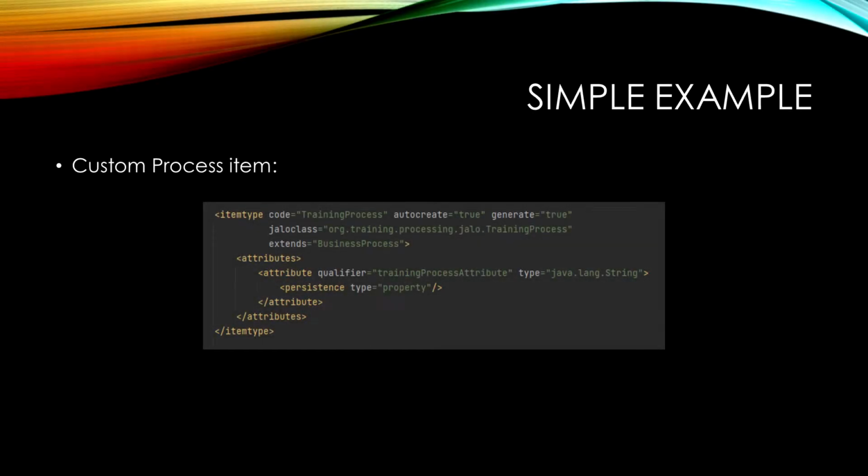If you want to have custom attributes in the process, you may define a new process item, extending the business process item.